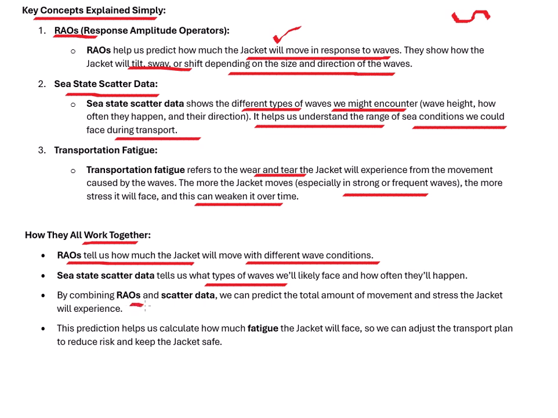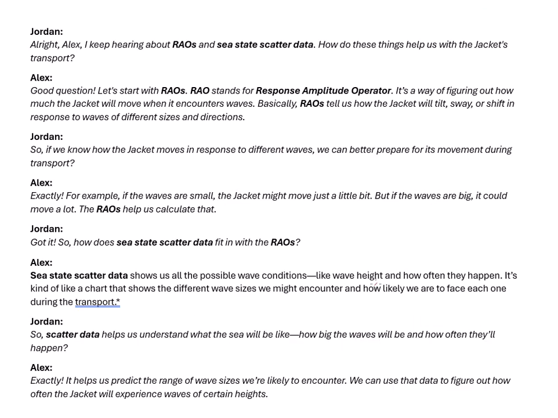By combining RAOs and scatter data, we can predict the total amount of movement and the stress the jacket might experience. This prediction helps us understand how much fatigue the jacket will face, so we can adjust the transportation plan to reduce the risk and keep the jacket safe.